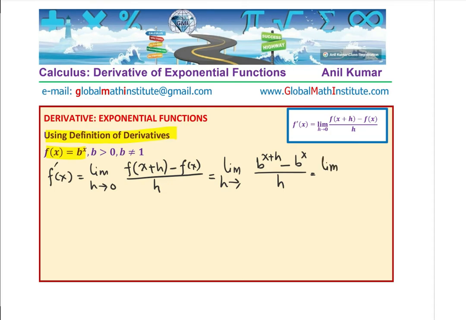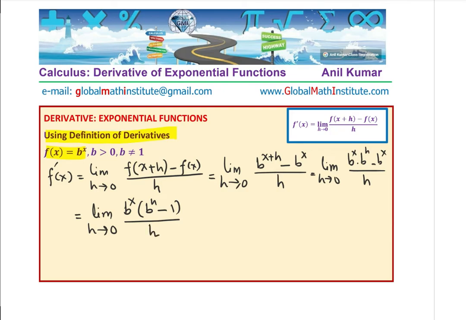So we have limit h approaches 0, b to the power of x times b to the power of h minus b to the power of x over h. And you can see now we can factor out b to the power of x and rewrite the derivative as limit h approaches 0, b to the power of x is common. We are left with b to the power of h minus 1 over h.